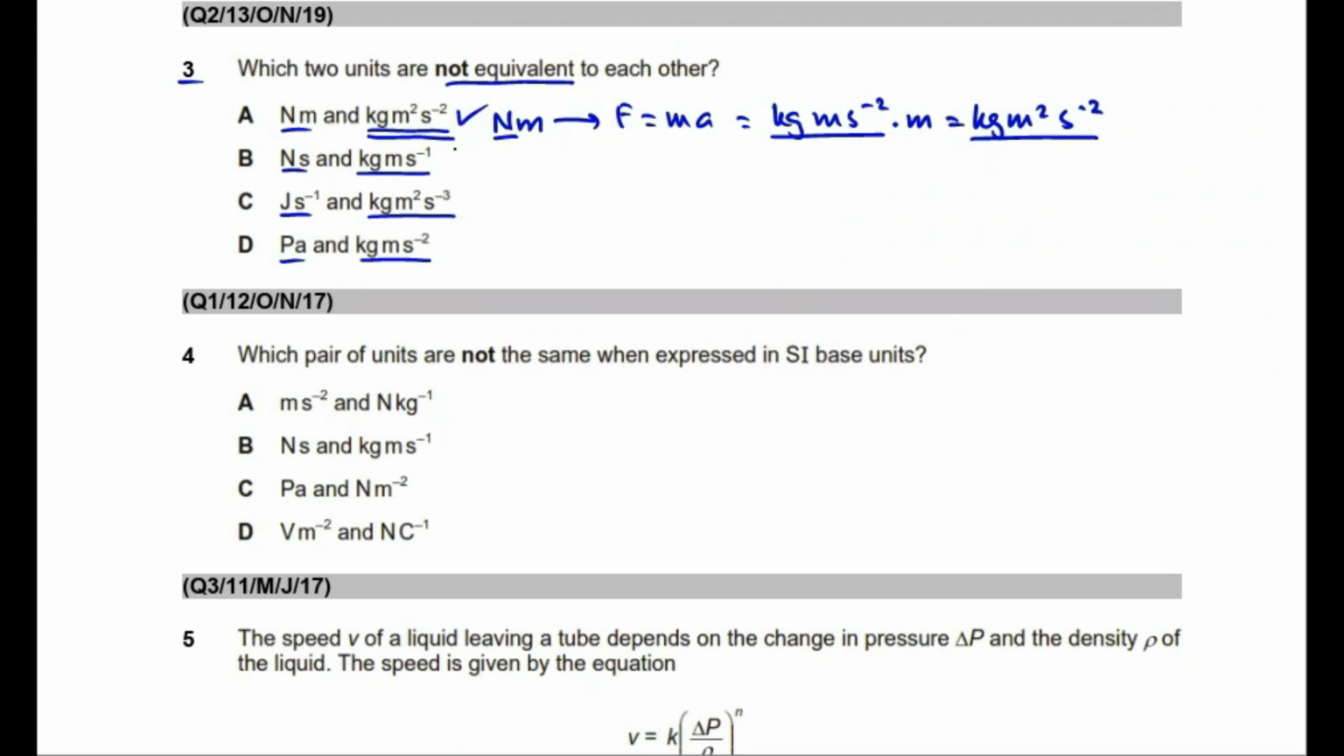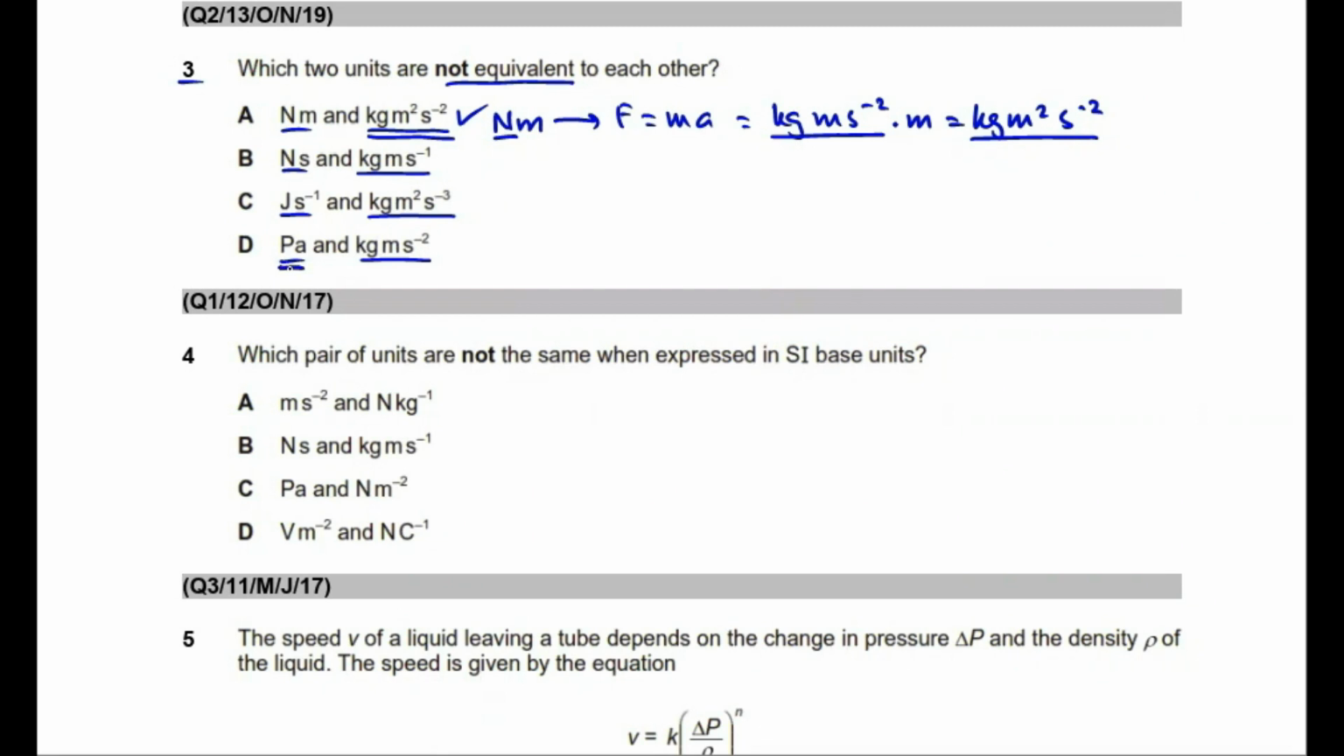Now students, use the same method to check whether these units, Newton second and kilogram meter per second, are equivalent to each other or not. Students, I have done all 500 questions in the workbook and I know that these units are also equivalent to each other. And similarly, next two units, joule per second and kilogram meter squared per second cube, they are also equivalent to each other. But these two units, Pascal and kilogram meter per second squared, they are not equivalent to each other. Let me show you how.